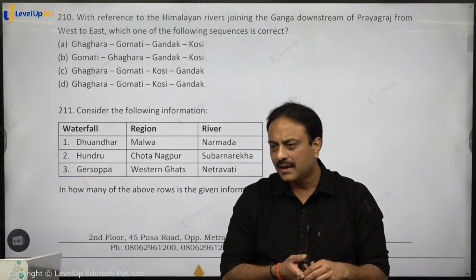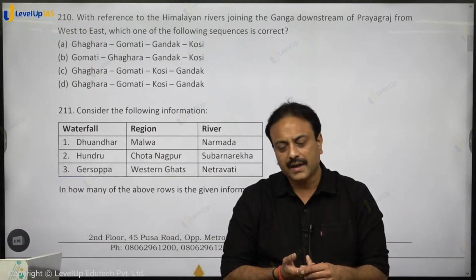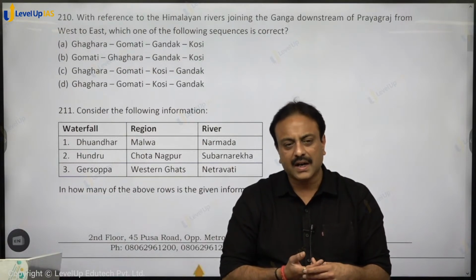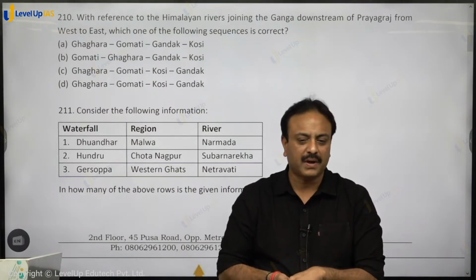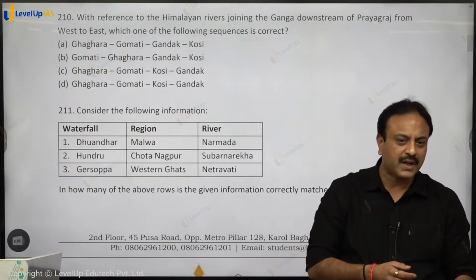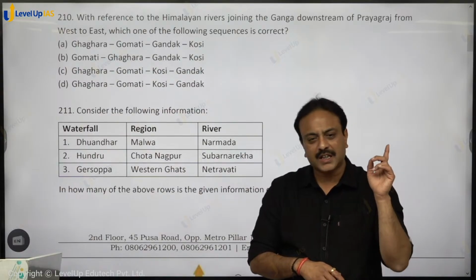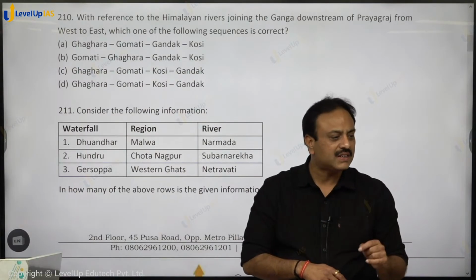It joins at Nandaprayag. The third river that joins is Pindari. It joins at Karnaprayag. And the fourth river that joins is Mandakini at Rudraprayag, followed by Bhagirathi at Devprayag. So Bhagirathi and Alaknanda meet at Devprayag, and from there, as per geography, Ganga begins. As per Hindu mythology, Ganga is from Gomukh. As per geography, Ganga is from Devprayag. From Devprayag, the river is called Ganga.